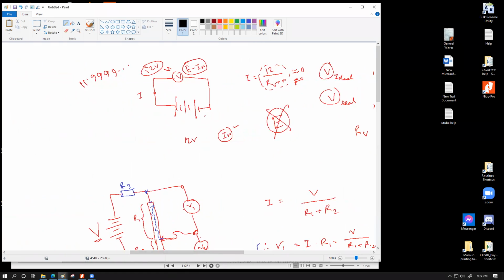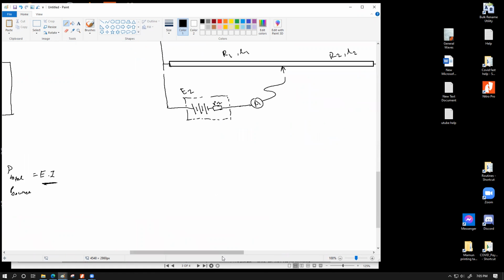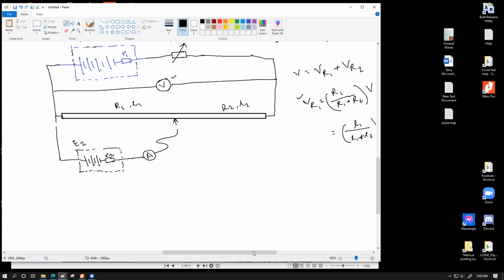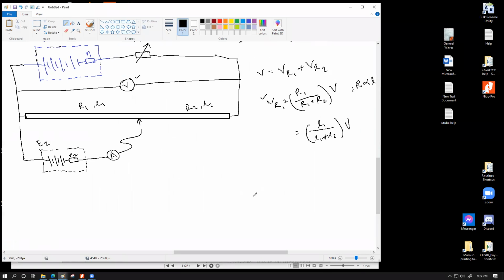What we are trying to do in that circuit that we are discussing right over here is that we are going to have this slider connected over here, and then we're going to connect this battery, this unknown EMF battery. E2 is the unknown. So our aim over here is to find out E2. Let me just put our aim over here. We don't know what is E2. We want to calculate that.